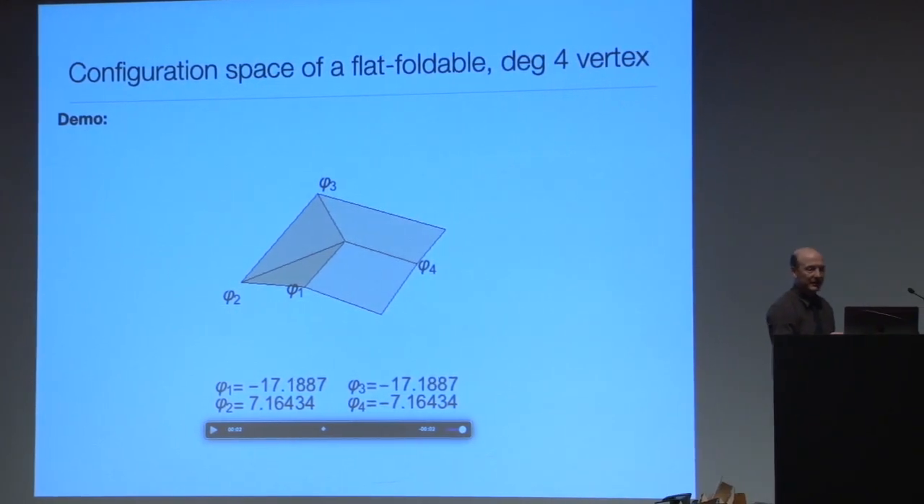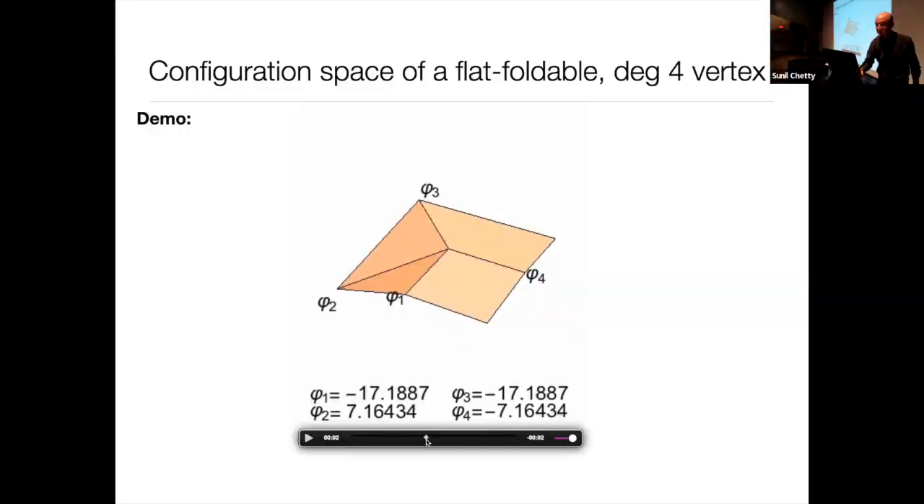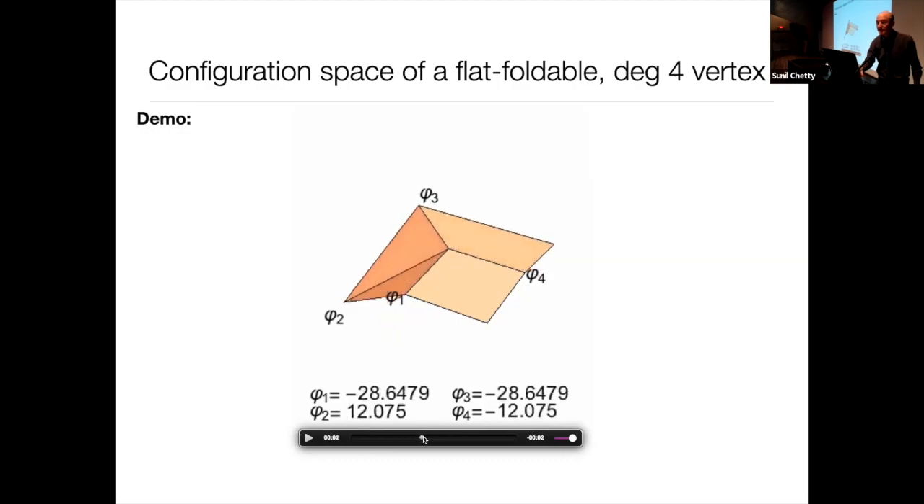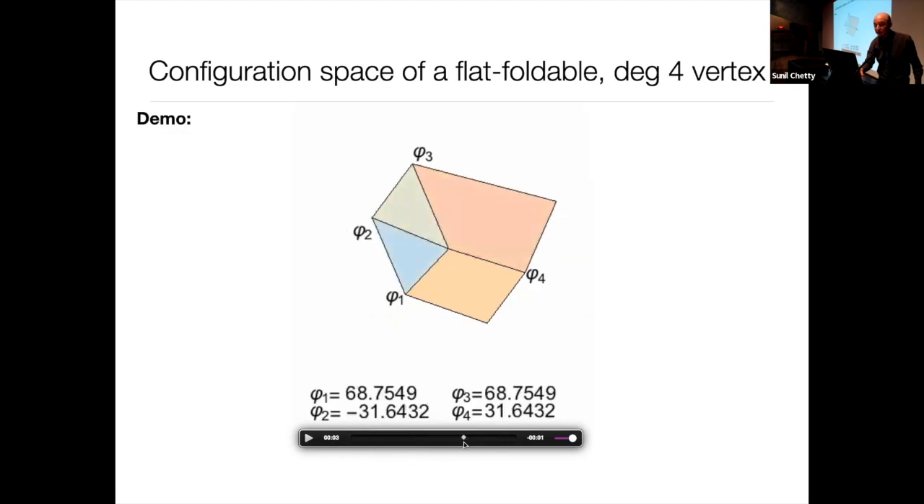Like, let me move it a little bit in case you don't believe me. Maybe I just picked exactly the right spot. But if I fold it some more, you still have that same thing happening. Phi 1 and phi 3 are exactly the same. And phi 2 and phi 4 are also the same, except that one's a mountain and the other's a valley.